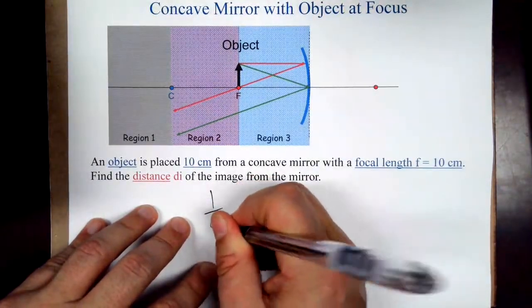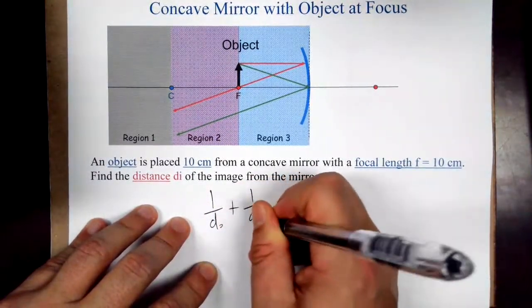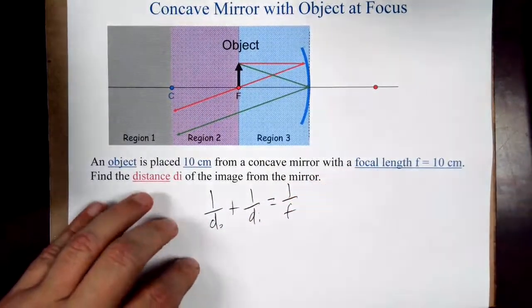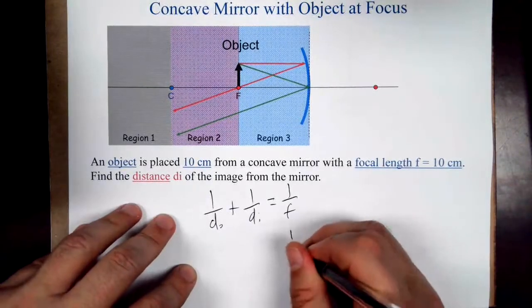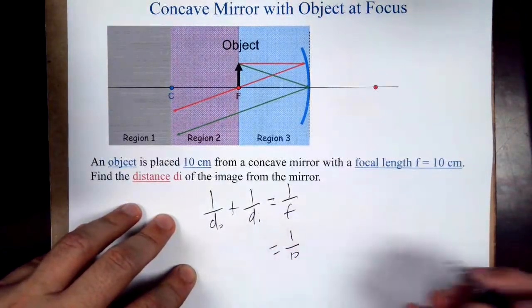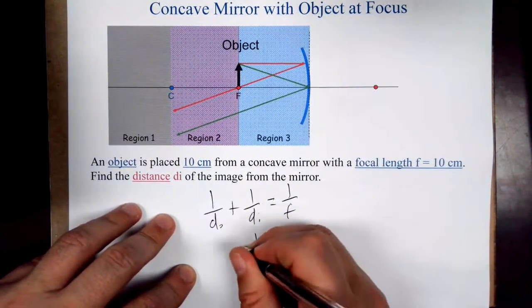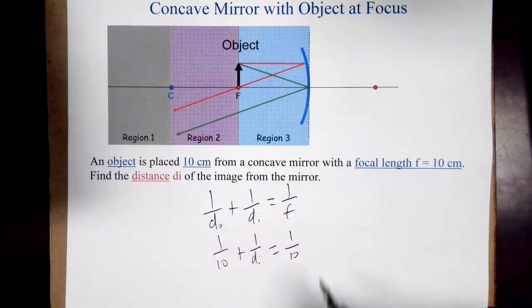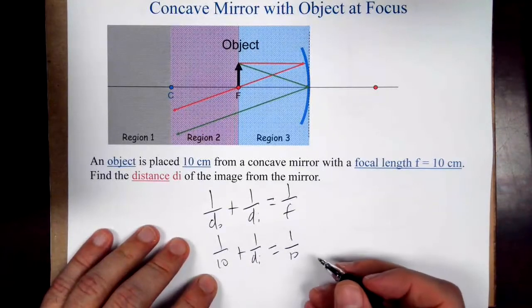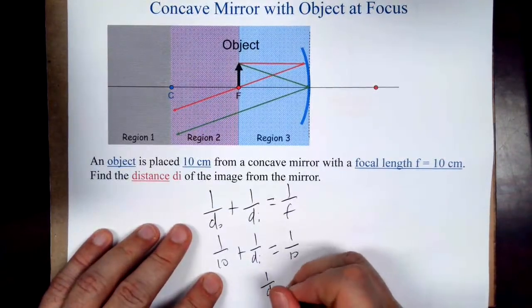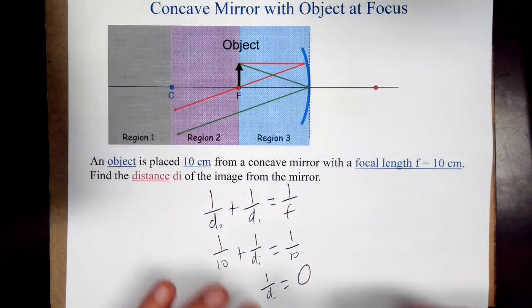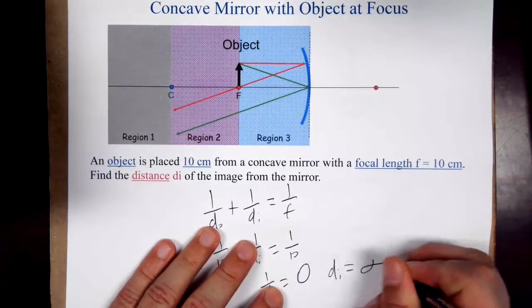If we do our mirror formula, 1 over di plus 1 over do is equal to 1 over the focal length. So the focal length is 1 over 10, and the distance to the object is 10. That means if we subtract 1 over 10 from each side, 1 over di is equal to 0. So what does that mean? That means the distance to the image is equal to infinity.